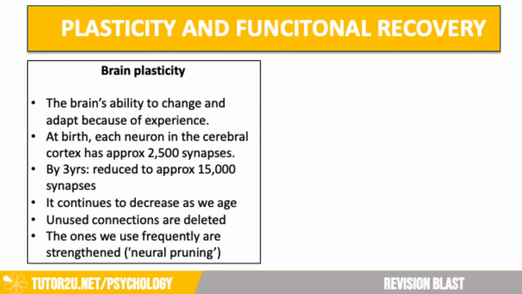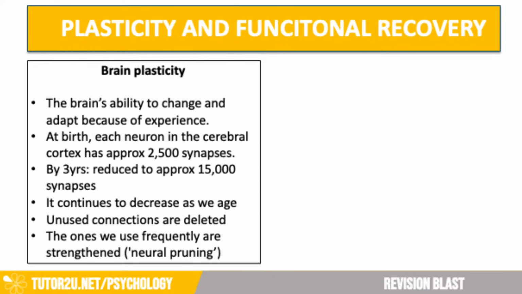So the brain's ability to change and adapt because of experience is much more frequent in a younger child. At birth, each neuron in the cerebral cortex has approximately 2,500 synapses, and then by the age of 3, it increases to about 15,000 synapses. So the more we're learning, the more our brain is expanding and building these neural connections. However, as we go through age, unused connections are deleted, and this is called neural pruning, or sometimes synaptic pruning.